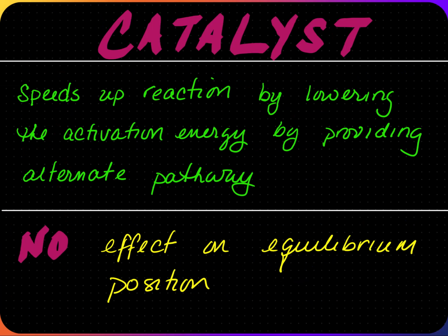Catalyst. In the previous chapter, we learned a catalyst speeds up a reaction by lowering the activation energy by providing an alternate pathway. When I add a catalyst to the system, there is no effect on the equilibrium position. That means catalysts cannot shift the reaction or change the equilibrium position. In other words, it can only speed up the reaction.